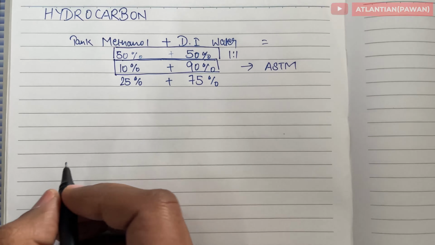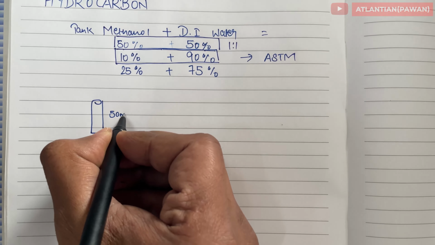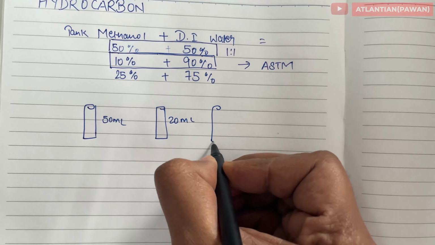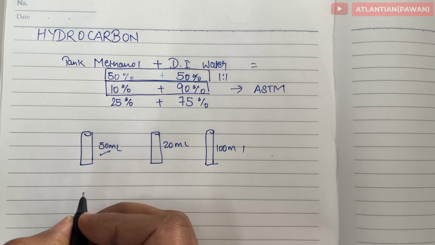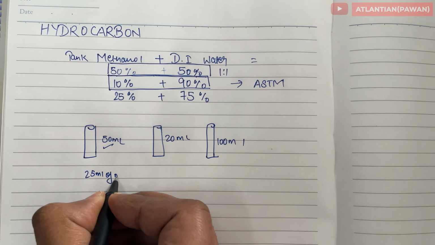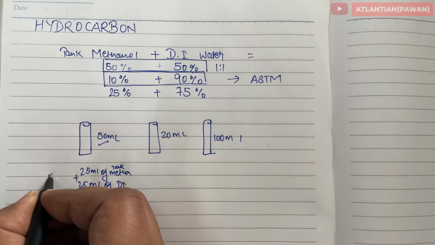Now about this ratio also, we can do this test in a 50 ml tube, in a 20 ml tube or in a 100 ml tube. It can be done in any tube, but as I said in my part 1 also, I normally do my test in 50 ml tubes. So in this tube, if I want to do 50%, it will be 25 ml of tank methanol and 25 ml of DI water. This makes it a 1:1 ratio.